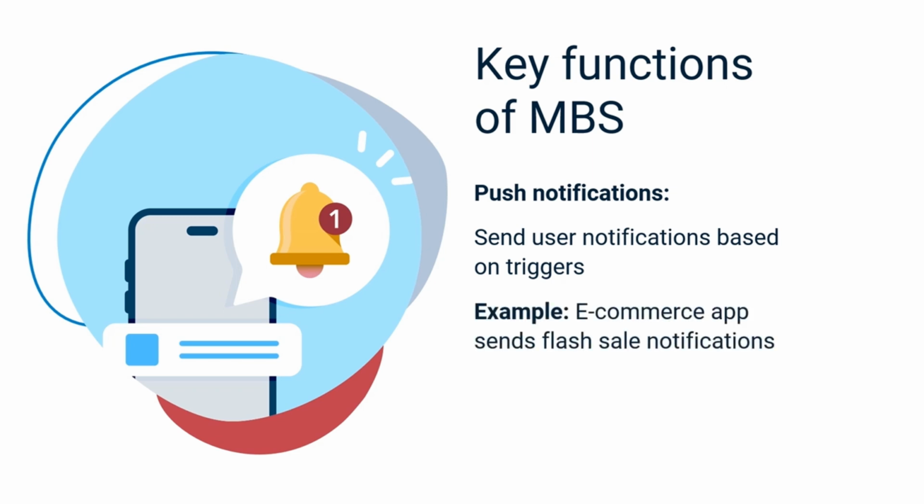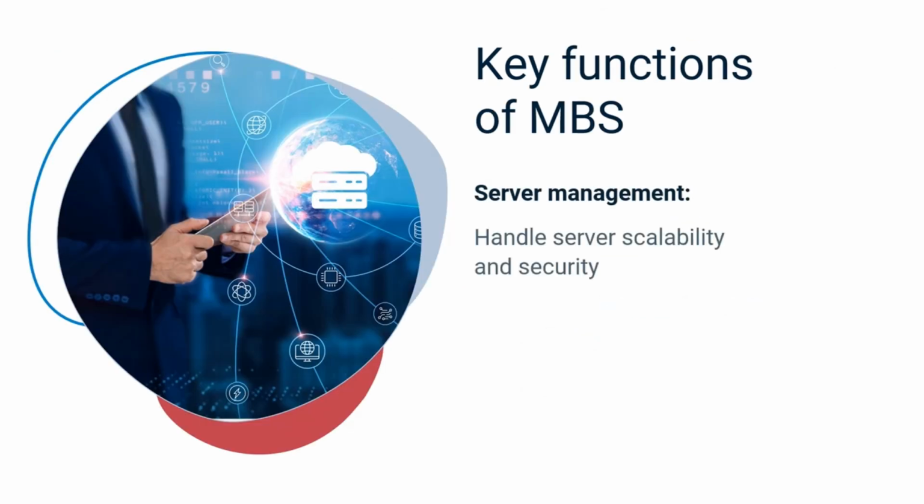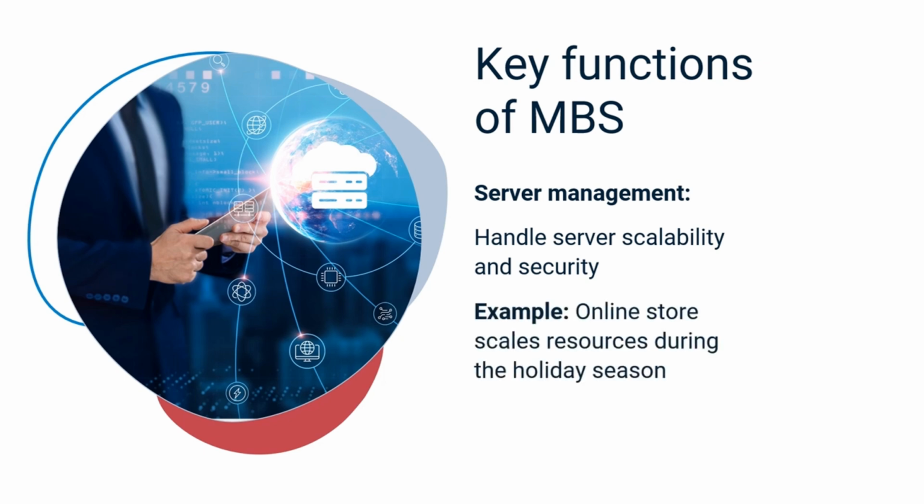For example, an e-commerce app sends notifications about flash sales to users who have shown interest in similar products. MBS manages servers, ensuring maintenance, scalability, and security so you can focus on building app features. For instance, an online store can scale resources automatically during a holiday shopping season to handle increased traffic without crashing.